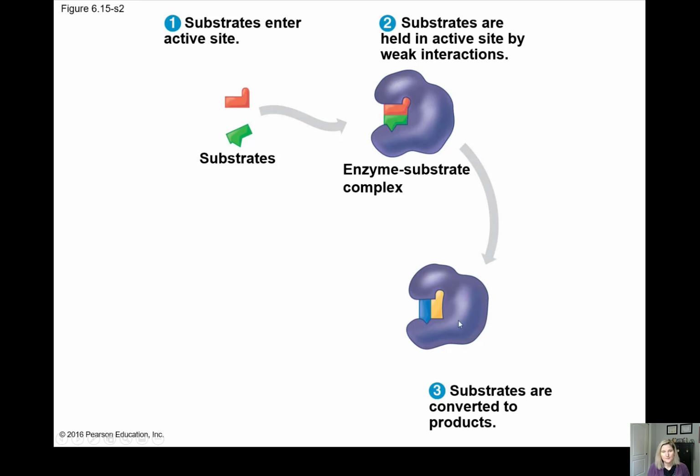So here they're converted to some sort of product. And now that the reaction has taken place, those weak bonds that held the substrates, now products, to the active site are broken, and we end up with our products. Okay, so we've seen a reaction take place. The substrates are now products, they've changed. And we had that enzyme involved in catalyzing that reaction by lowering the activation energy.